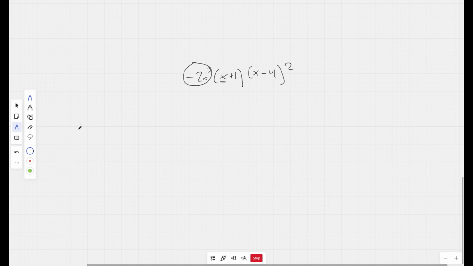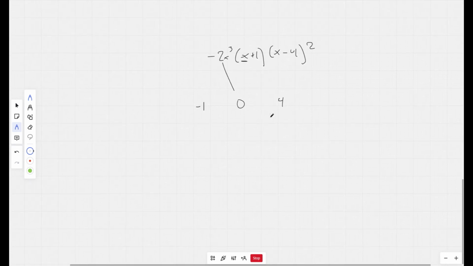But right here, if x is equal to 0, the exponent, the 2, doesn't matter. It all turns into 0, and then multiplied with everything else, that makes 0. So that means this expression actually has 3 zeros. Right here we have -1, because remember, you always have to invert this. You have 0 from this, and you have +4, because you invert it.